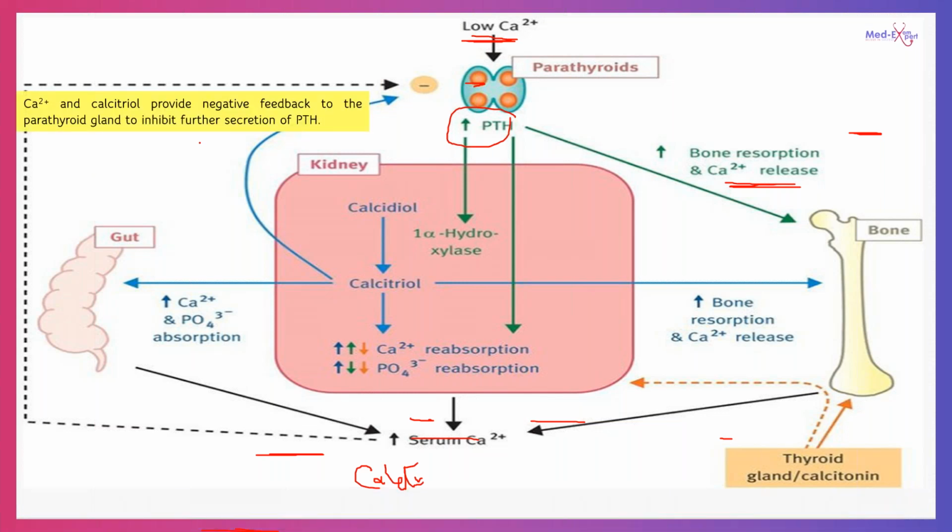After calcium level is normalized, calcium and the calcitriol, or the active form of vitamin D3, will provide a negative feedback to the parathyroid gland to inhibit further secretion of the parathyroid hormone. So after they finish their role, calcium and the calcitriol will make a negative feedback on the parathyroid gland to inhibit any further secretion of the parathyroid hormone.